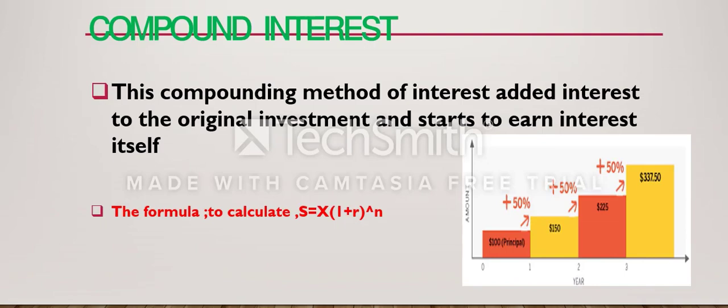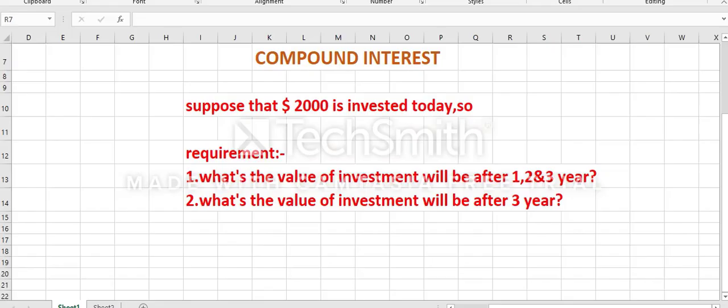First, try to understand the meaning of compound interest. This compounding method adds interest to the original investment, and the interest starts to earn interest itself. So, what we have understood is that the compounding interest method charges interest over the original investment plus previous interest. And here's the formula to calculate compound interest, which is S equal to x(1 + r)^n. Now, let's make ourselves comfortable by doing a simple compound interest related problem.